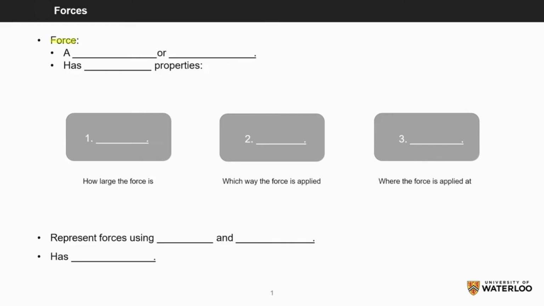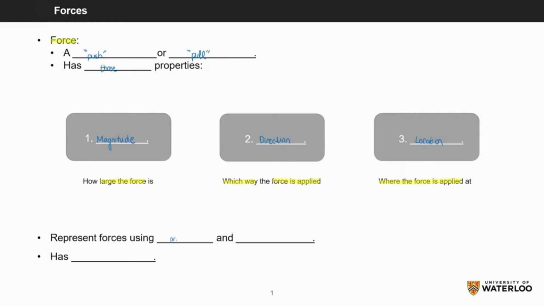A force can be described as a push or pull and contains three independent properties that define it. First is magnitude, which is how large or small the force is. Second is direction, or in other words, which way the force is applied, and this determines where the object is traveling. Third is location, which is the place on the object where the force is being applied.